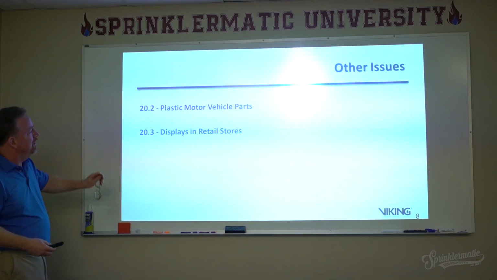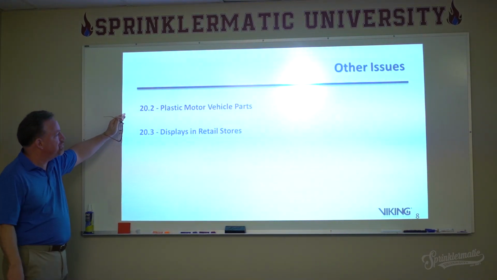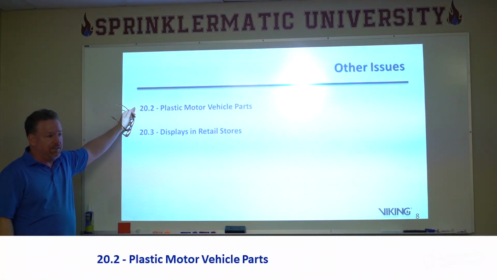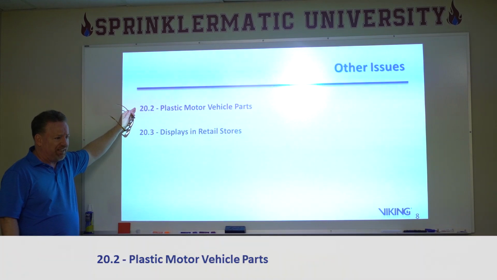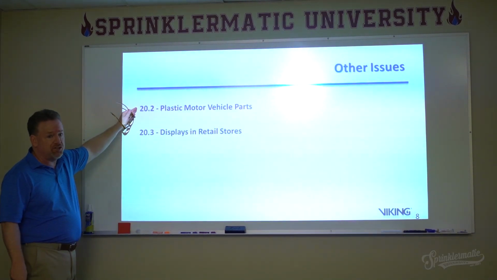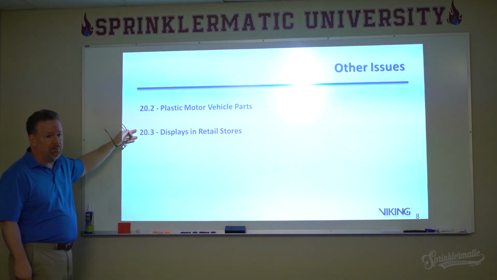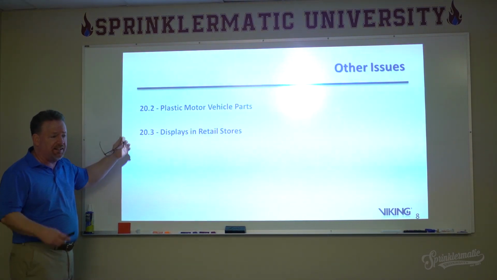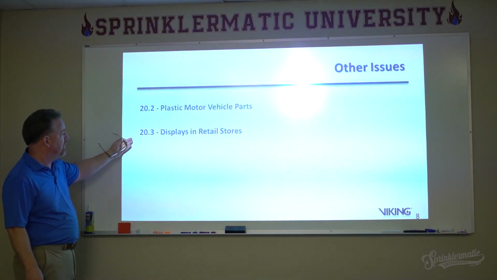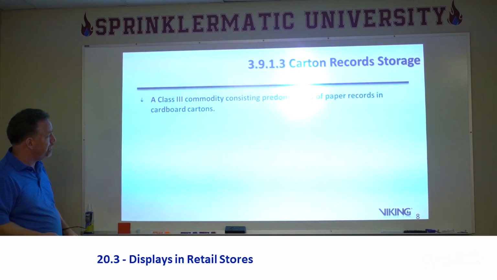Other issues when you get into specific commodities in Chapter 20: plastic motor vehicle parts get stored differently than everything else because they need quick access. Automated storage is very different. We don't even have anything right at the moment in automated storage. That is truly an engineered system that is being put in there now. And displays in retail stores are also another one.